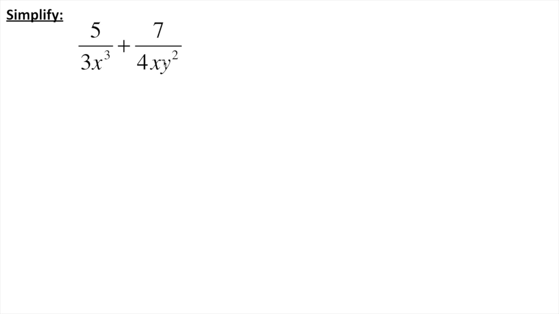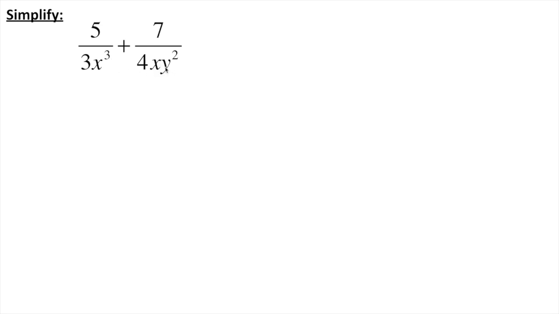When we're finding the lowest common denominator, we first look at our numbers. 3 and 4: the lowest common denominator between 3 and 4 would be 12. Next, we look at each variable separately. For my x's, I have x cubed here and just an x over here. The lowest common denominator would be whatever the highest power is. In other words, x cubed.